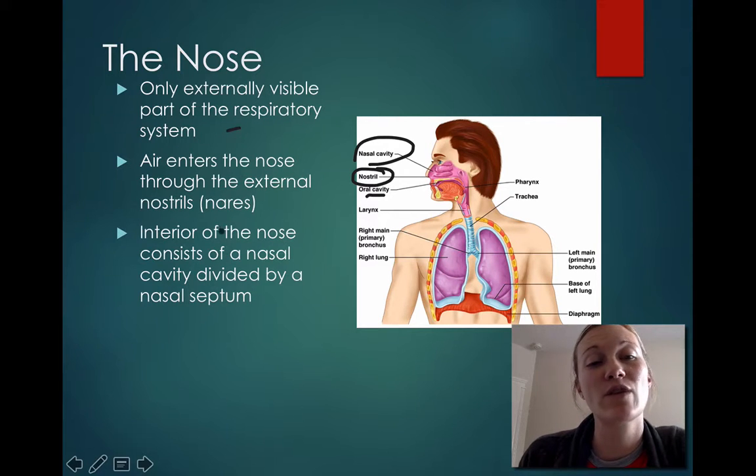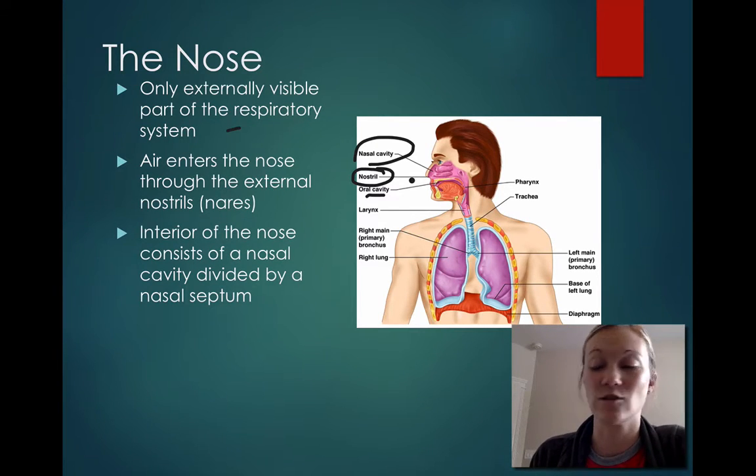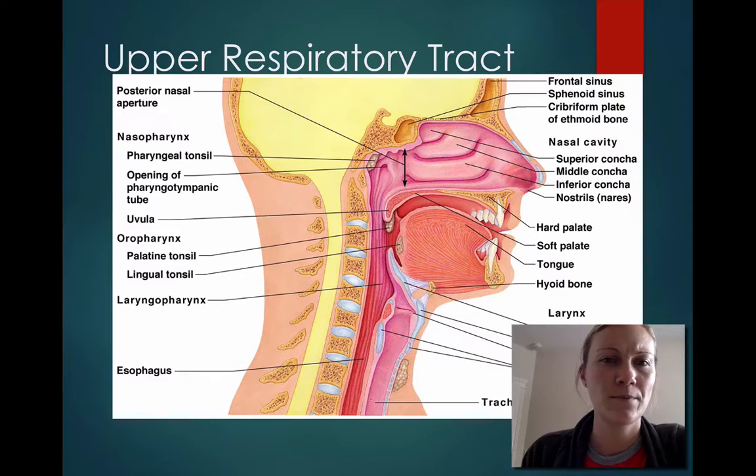But the nose is the only externally visible area. Air enters the nose through the external nares, or the nostrils, and then the interior of the nose consists of a nasal cavity that's divided by a nasal septum. Some people can have surgery on their nose. Maybe they have a deviated septum, so that doesn't allow air to pass through as it should.